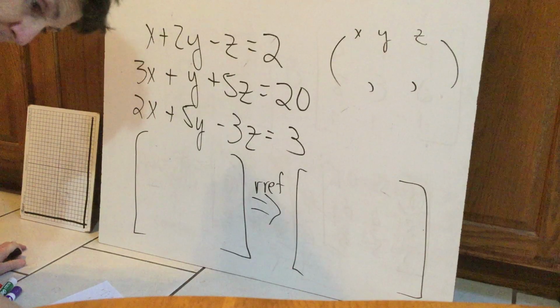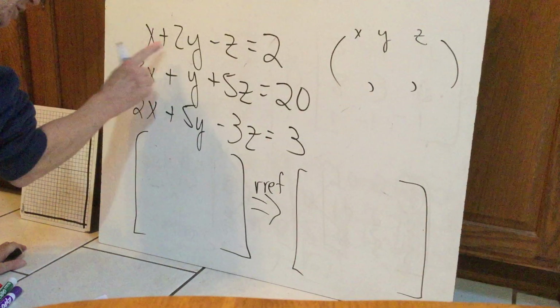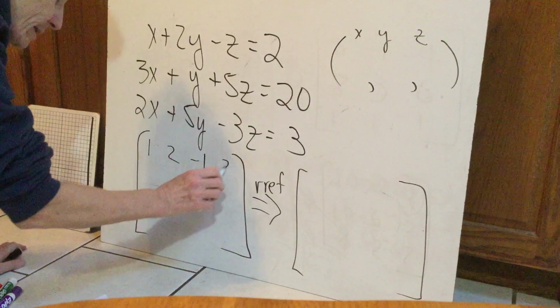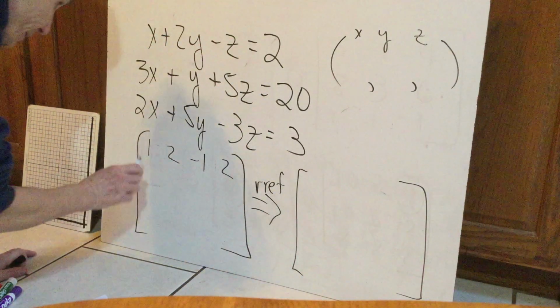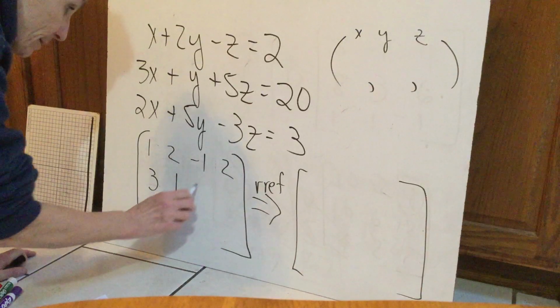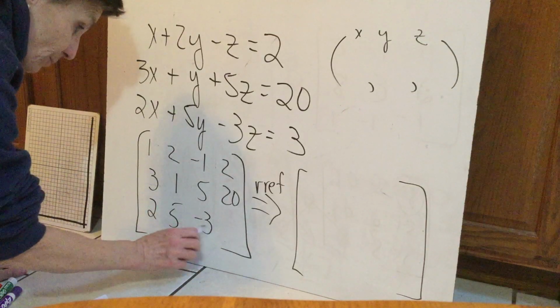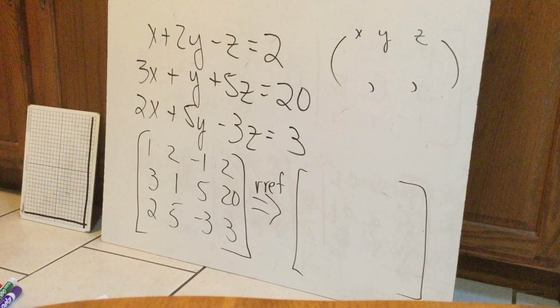So what matrix goes in? You do have to write this down, so please write down the matrix that goes in, which is just the numbers. So it'll be 1, 2, -1, 2. Then 3, 1, 5, 20, and 2, 5, -3, 3. Remember, at any time during the review or during the regular video, you can always stop me, rewind me, so that you're able to keep up.